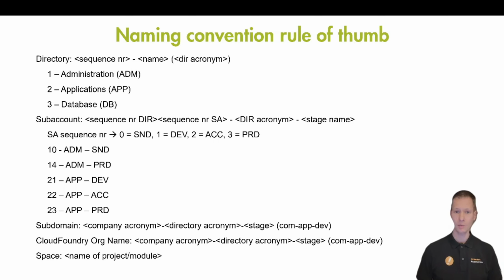In this episode I'm going to share the rule of thumb that we apply for naming conventions for BTP subaccounts and directories. It's important to have good naming conventions to easily find back the subaccounts and the purpose of a subaccount. We already explained in one of the first episodes the different things that could happen when you have bad naming conventions.